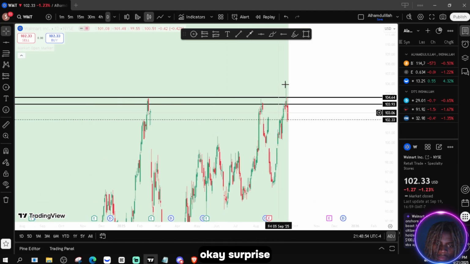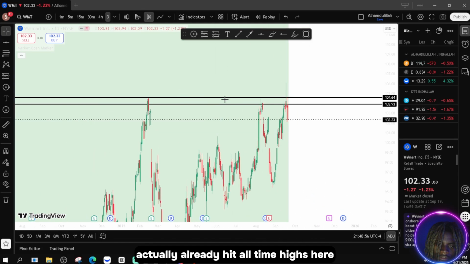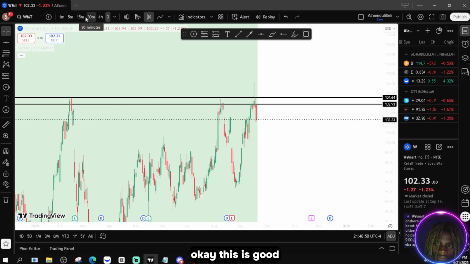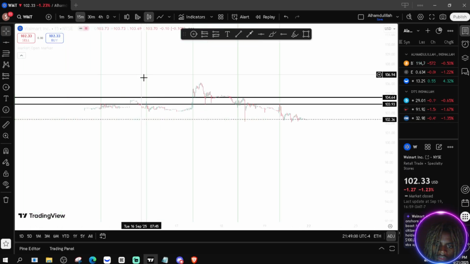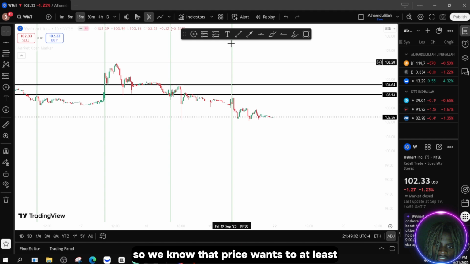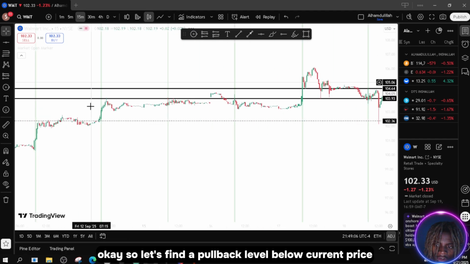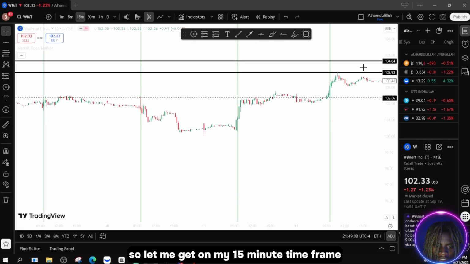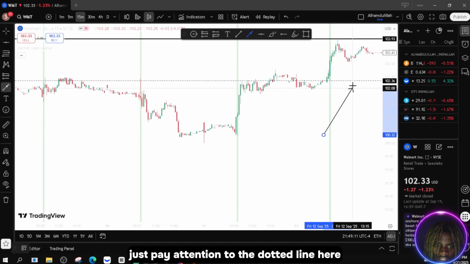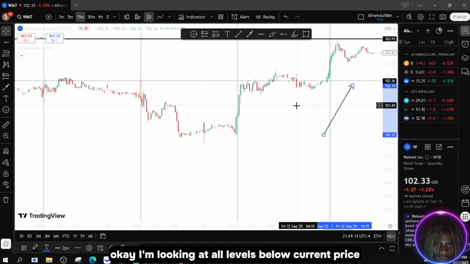Okay, this price actually already hit all-time highs here. So let's find a pullback level. Okay, that's good. So we know that price wants to at least touch this resistance up here. So let's find a pullback level below current price. Let me get on my 15-minute time frame. Just pay attention to the dotted line here, and I'm looking at all levels below current price.